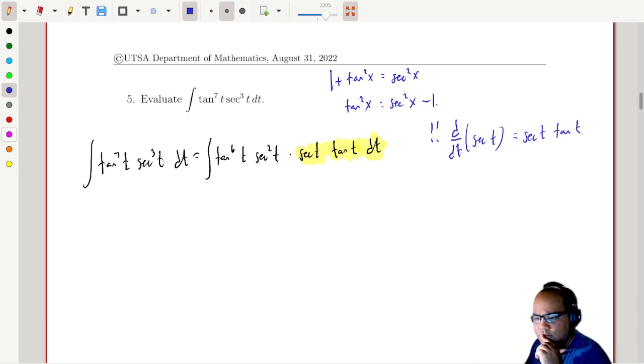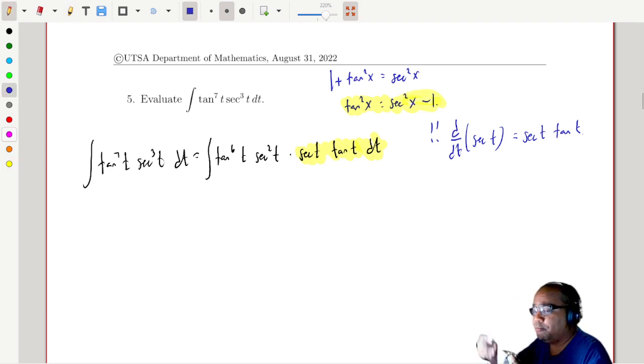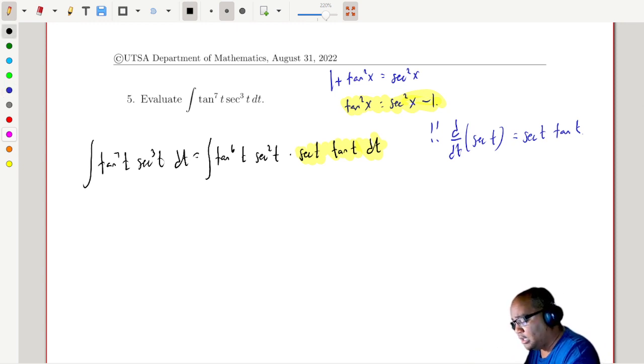Well, there's another thing that we have to do. In this position, we're also going to use the fact that tangent squared is equal to secant squared minus 1. But we're going to do a prepping move here, and I'm going to copy this down.